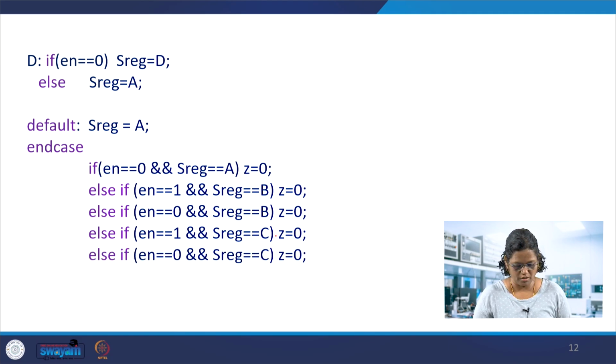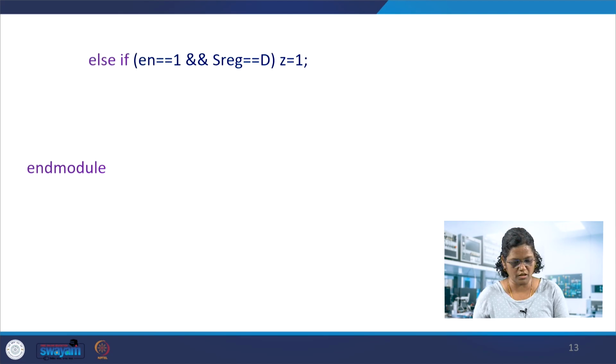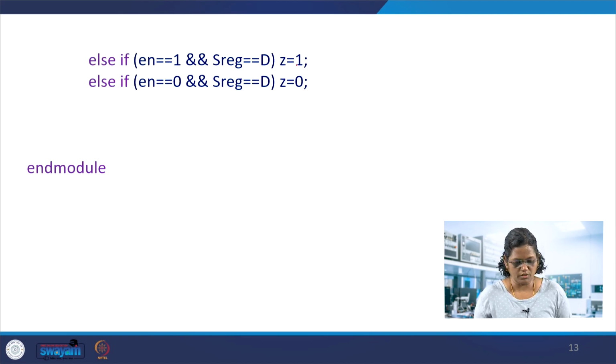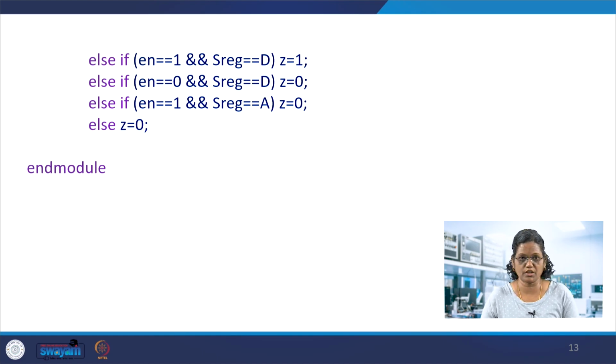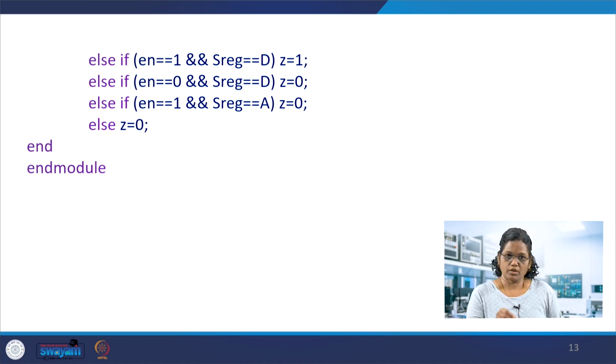So here is enable 1, and only the last one, D, has the 1, otherwise it becomes 0. So else if, in enable 1 it goes to A, else Z equal to 0. So this fulfills the condition of else also, and end. This block is put inside the always block after completing the next state logic and the state memory. The output logic is also combined to make it sequential in this.